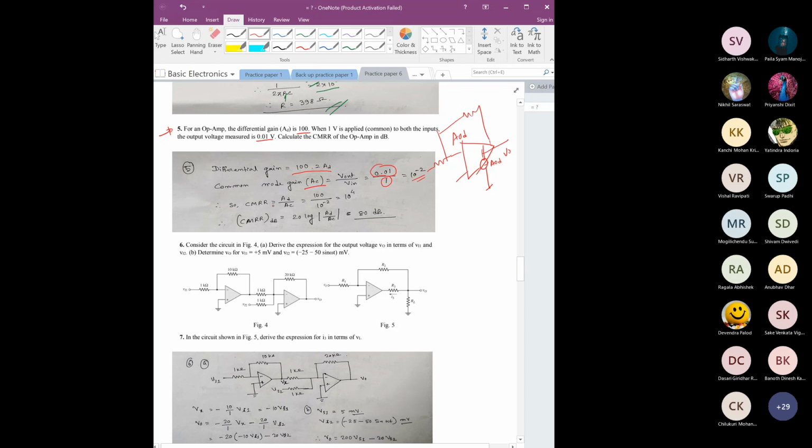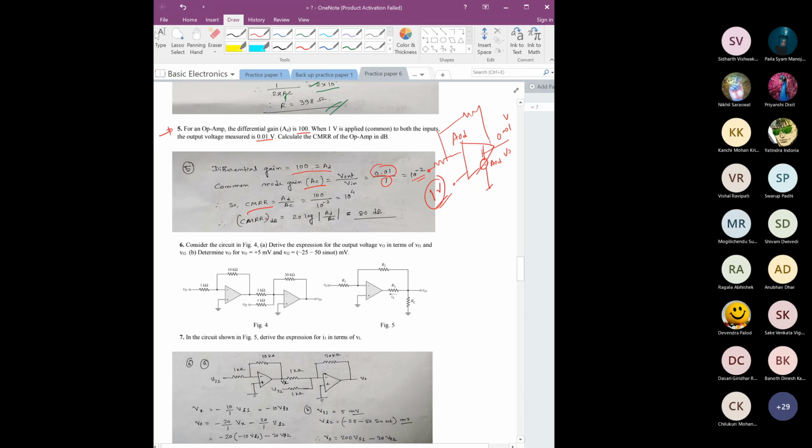And you know CMRR, because this is the property of an op amp, right? Any common signal given to these two inputs, the op amp will try to reject that, right? That's why even here you are giving 1 volt, and the output you are getting is only 0.01 volt. So it can actually reduce it by 100 times, right?